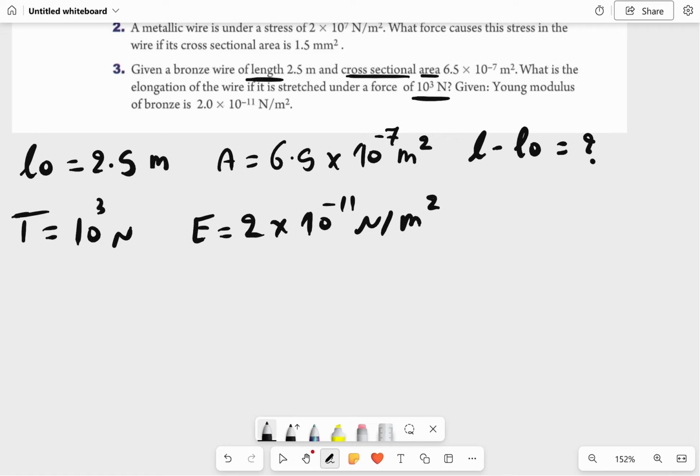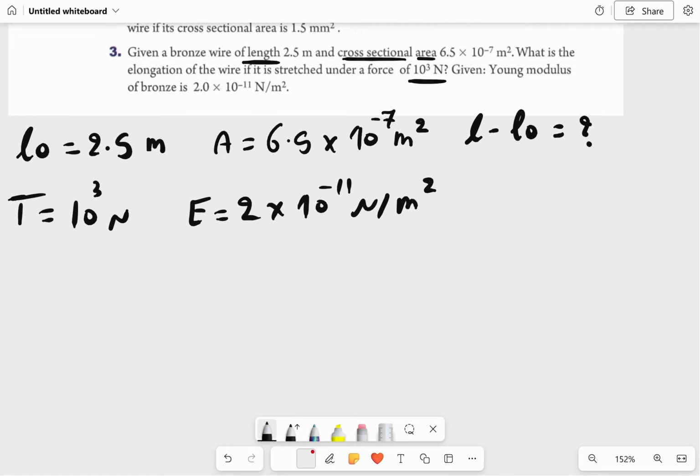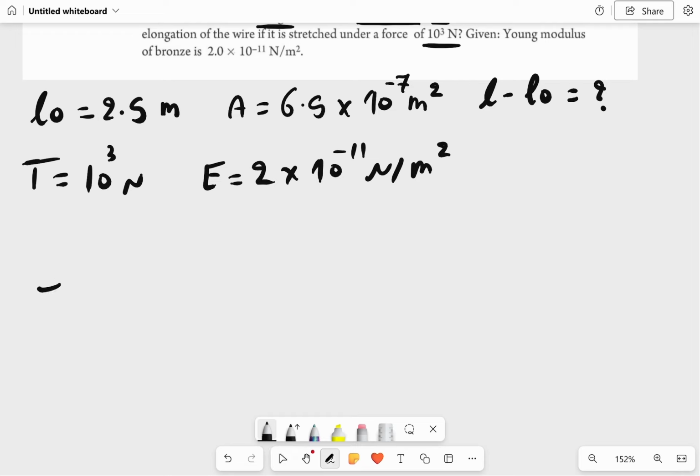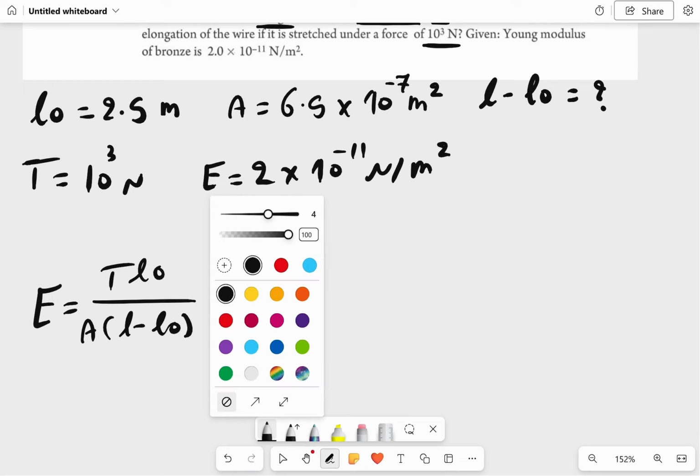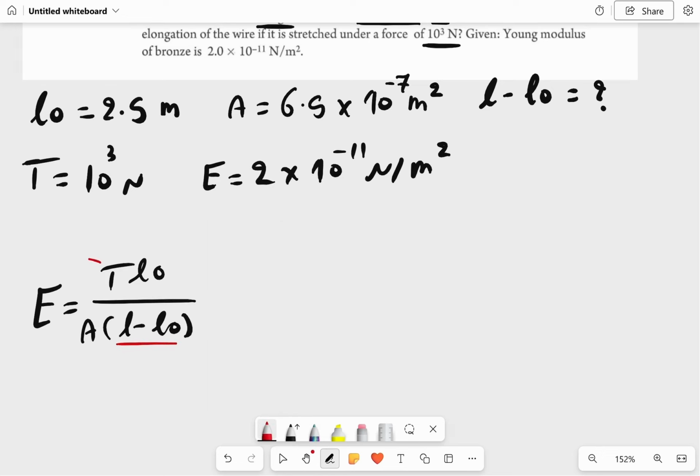There is something important here that you should learn. You have Young's modulus, which is equal to tension multiplied by initial length divided by area multiplied by elongation. Take a look at this one, guys. You need to find this one. You have all the others: tension, initial length, Young's modulus, and area, but you need to find this one. How can I rearrange this equation?